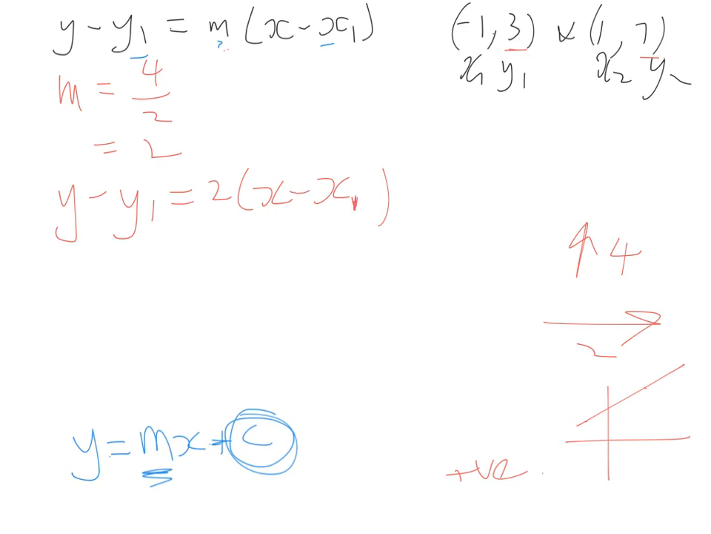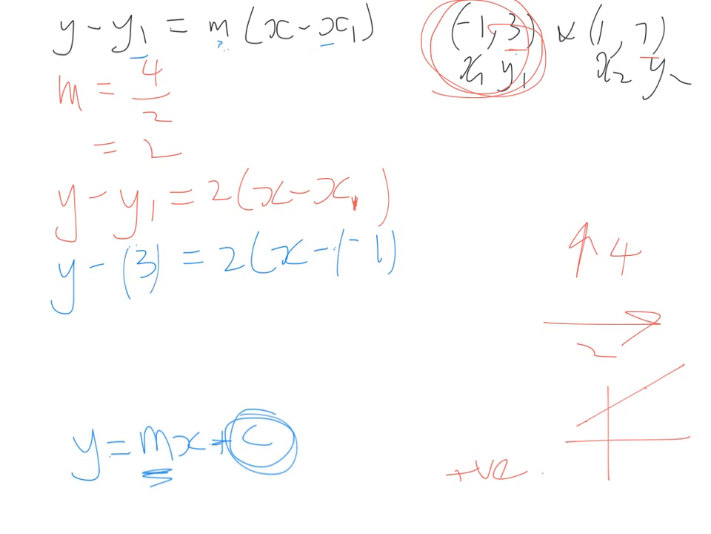Alright, now what we do is we substitute these values for this point into here. So instead of y1, I'm going to write 3, equals 2x, and instead of x1, I'm going to write -1. So minus -1, I'm going to put some brackets in there so you know I'm substituting. Okay, so now from there, we've got y minus 3 equals 2, and we've got x plus 1.